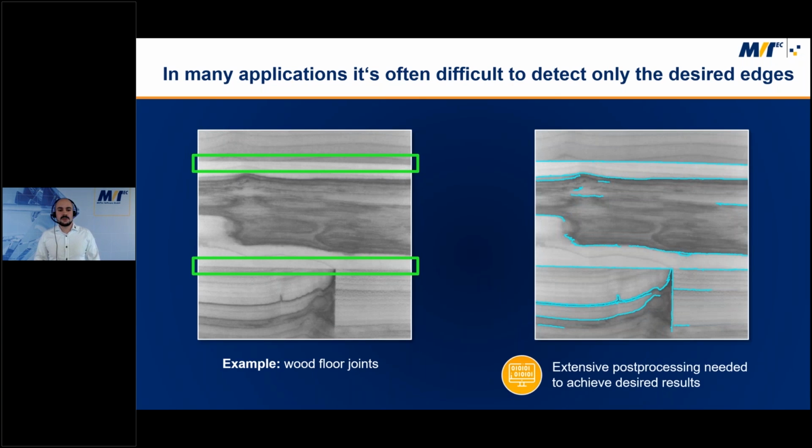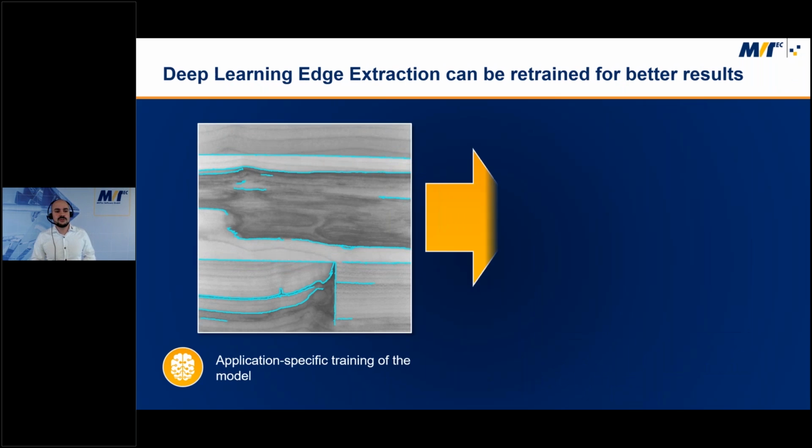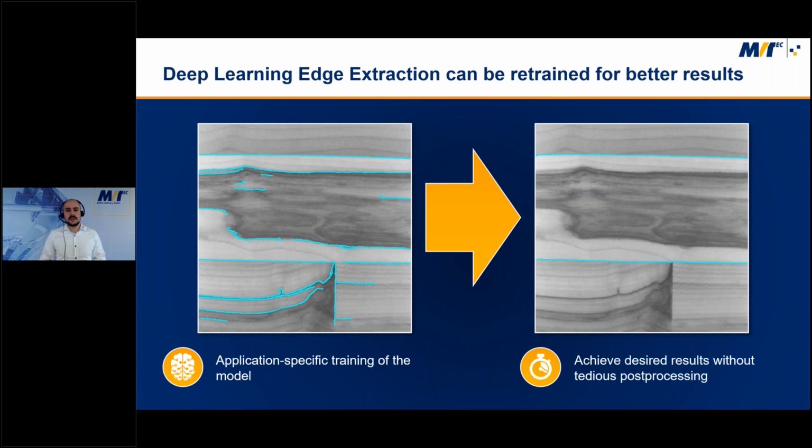So if you have an edge detection application, you might always find the difficulty that if you use common edge detection filters, you get a lot of edges returned, and it's very hard. You need a lot of manual post-processing to extract the correct edges or the desired edges. With this new functionality, you are able to achieve this result without this post-processing, as you are able to retrain this deep learning edge extraction with your application images.